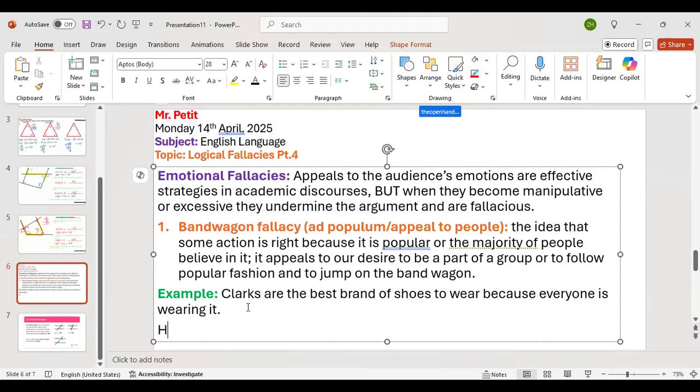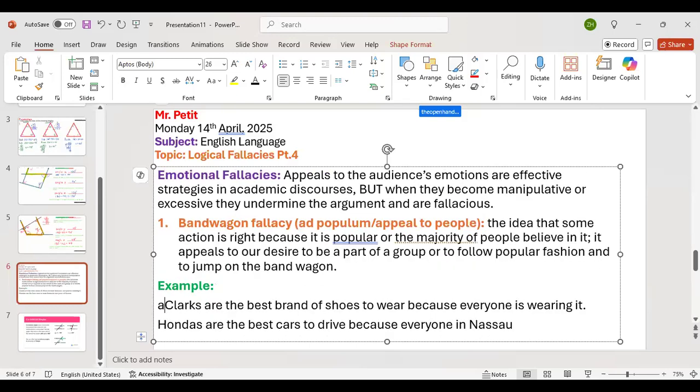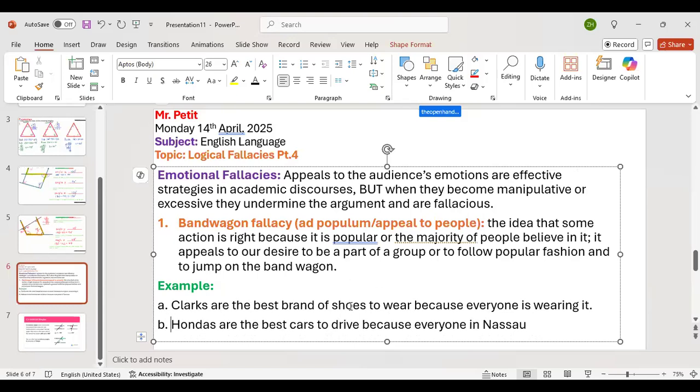Maybe you could say, how about this one? Hondas are the best cars to drive because everyone is driving them. Everyone in Nassau. You should have used the Jordan shoes. Please do not touch the Jordan brand. For once, I could agree with you, but just this one time. Hondas are the best cars to drive because everyone in Nassau drives a Honda. Why is this a fallacy?